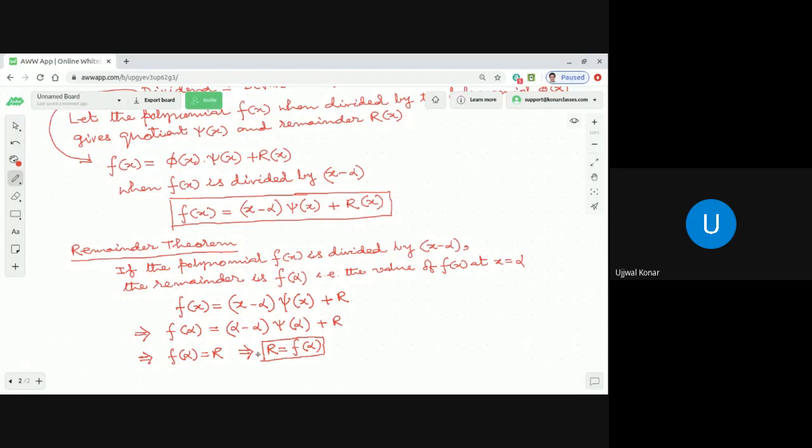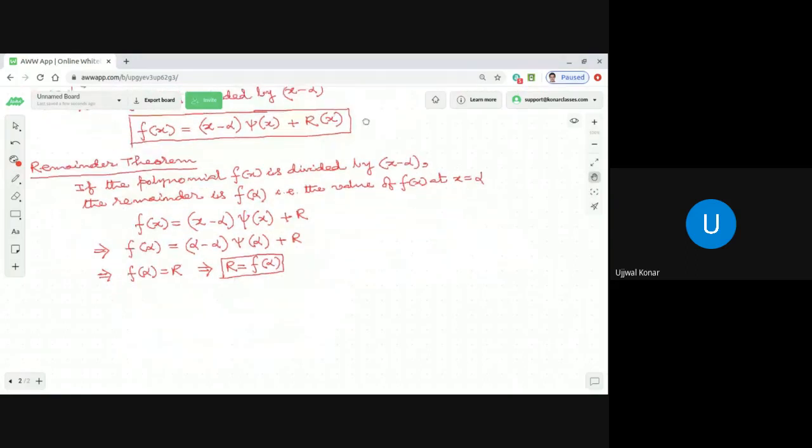So that is why. Now you go back to this one. If the polynomial f(x) is divided by x minus alpha, the remainder is f(alpha). That's what we have established here. Let's take an example. Then it will be very clearly understandable why, how come we can conclude that.